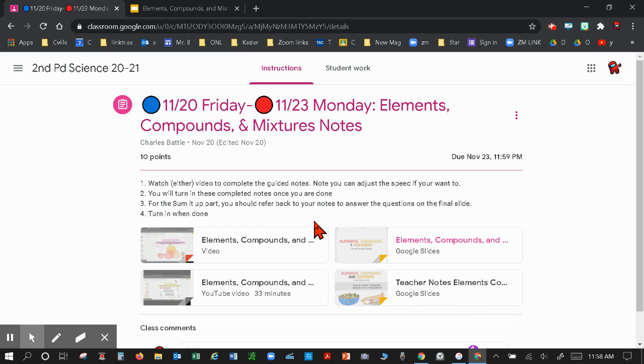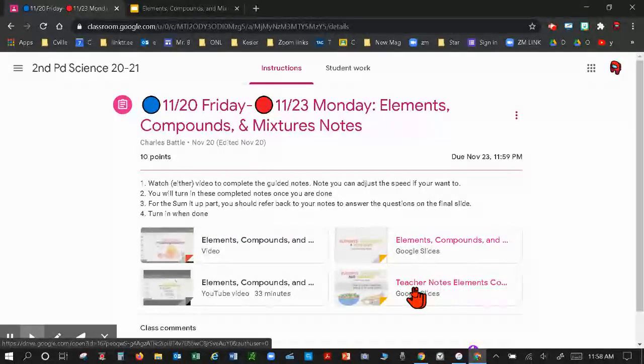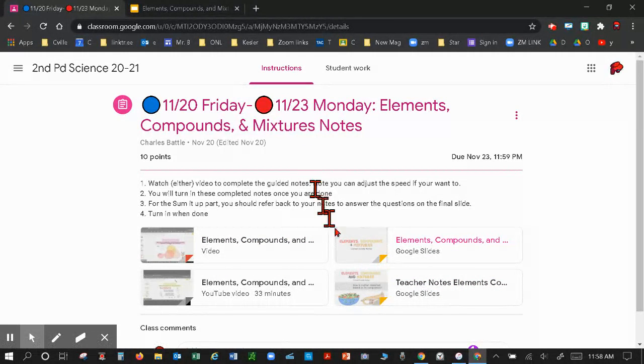On our element, compound, and mixture note assignment, there are some things I placed there for you just to help you out. I put ahead a lecture. It's a fairly long lecture, but it walks you through step by step to do the notes, if you see here under the assignment instructions. And then the teacher notes that we did together in class are also here for you to go through, and then you have your slides and so forth. But what I want to talk about really quick is doing the last two parts of the assignment.